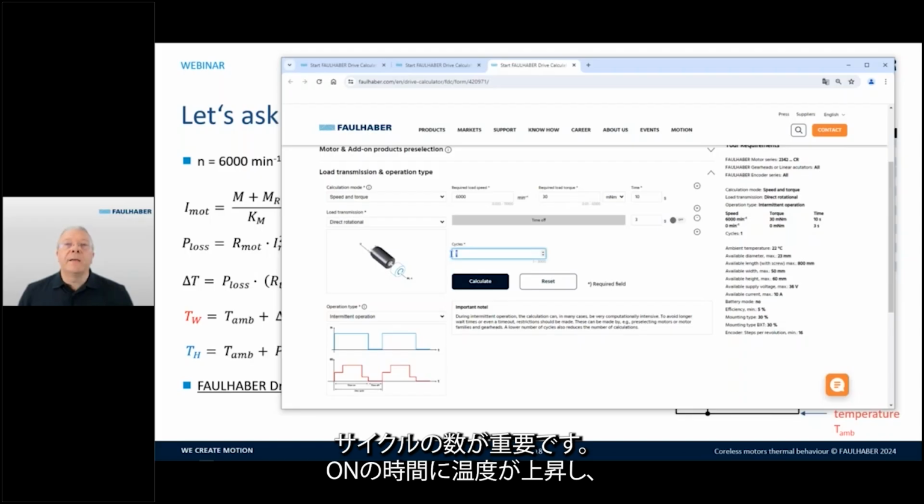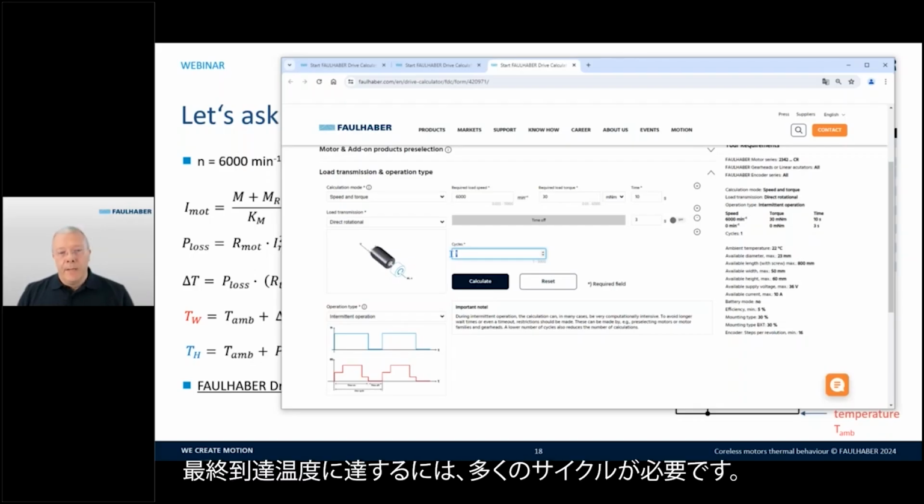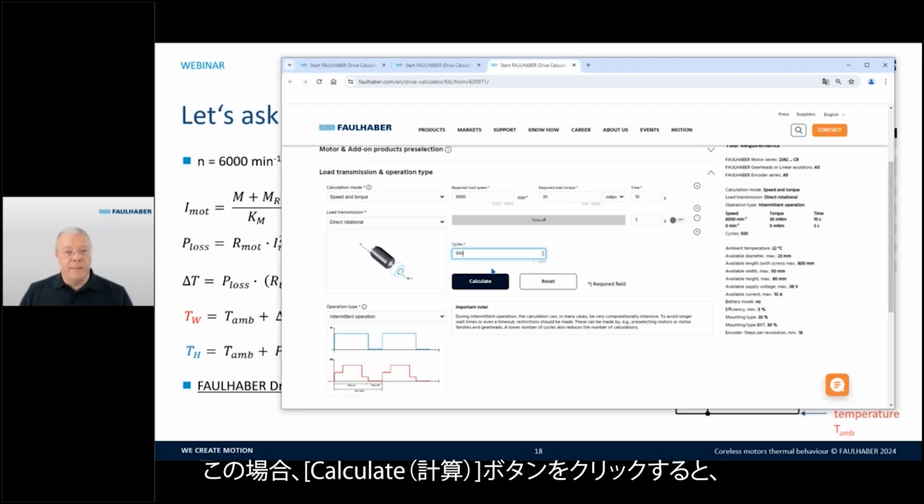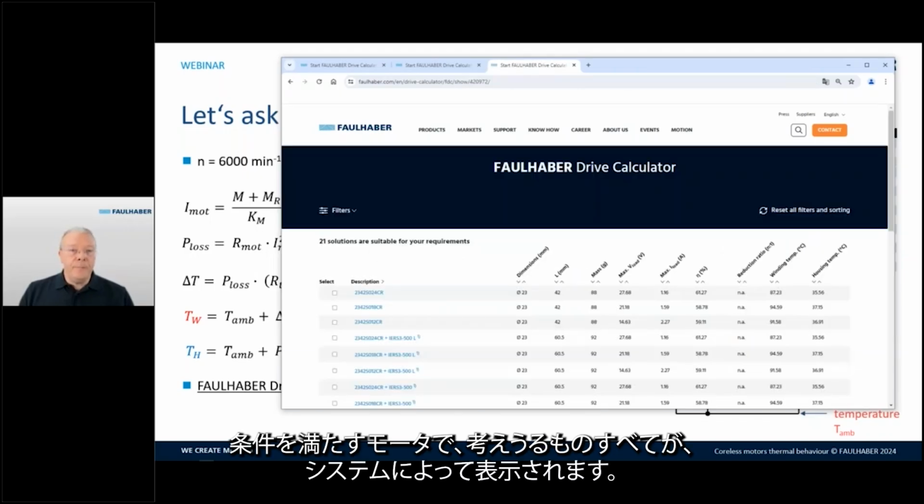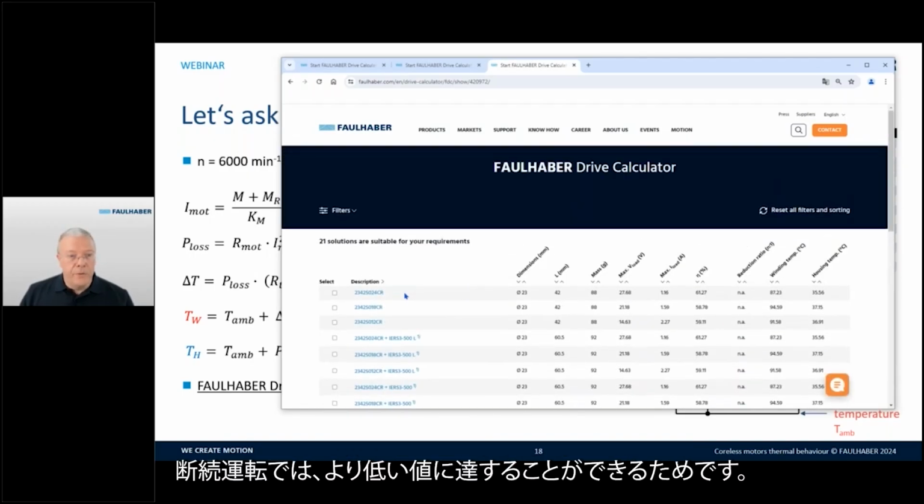The number of cycles is important because during on time the temperature is rising, during off time it is falling down. We need a lot of cycles in order to reach the final temperature. Let's consider, for example, 500 cycles. In this case, we can click on the calculate button, and the system gives us all the possible motors that can satisfy. You can see that we have a list of many more motors than before, because in intermittent operation we can reach a lower value.